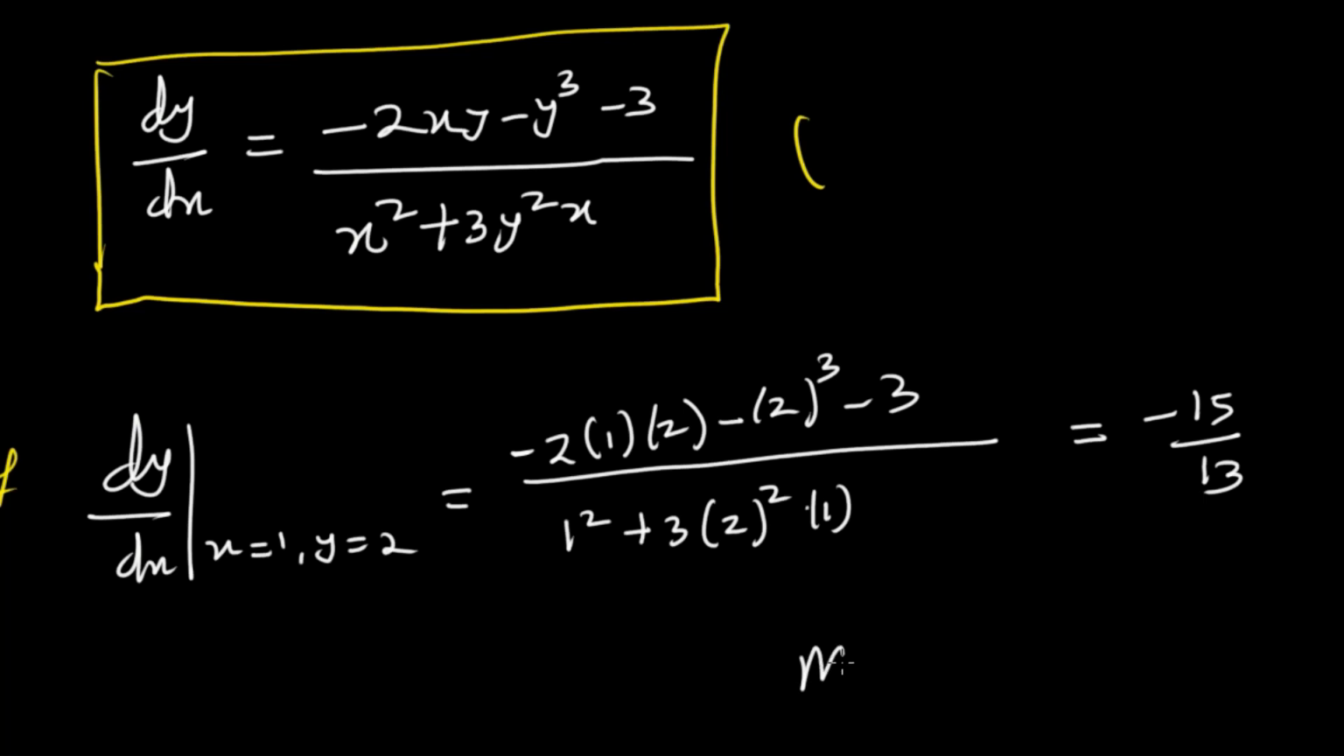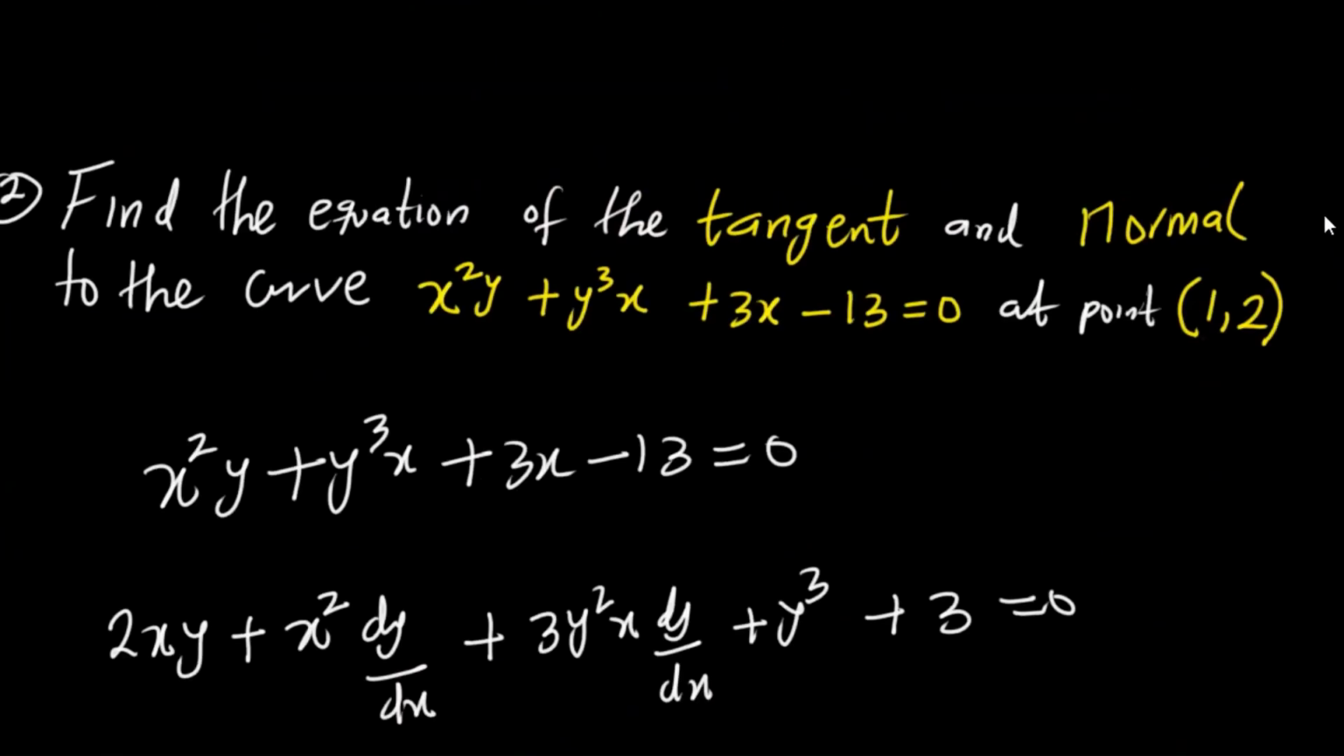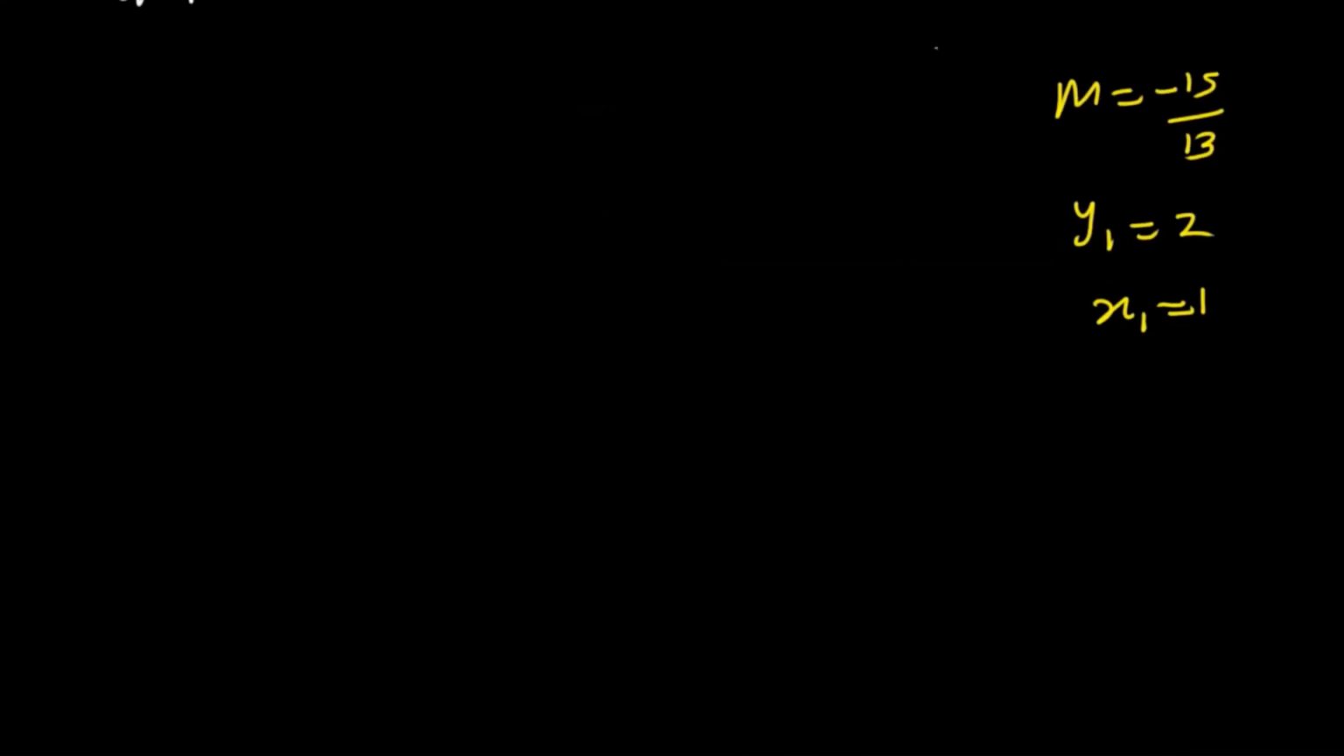So m equal to negative, let me try to change the color there. m equal to negative 15 over 13. So I have my y1 to be equal to 2 and my x1 to be equal to 1. We have been given this from the question. So yeah, we already have our x1, y1 and m. So the next thing is to calculate the equation of the tangent straight line.